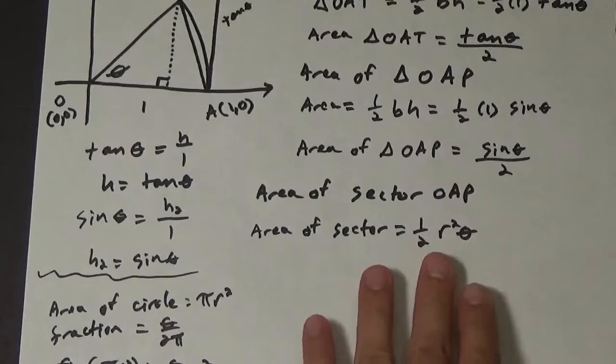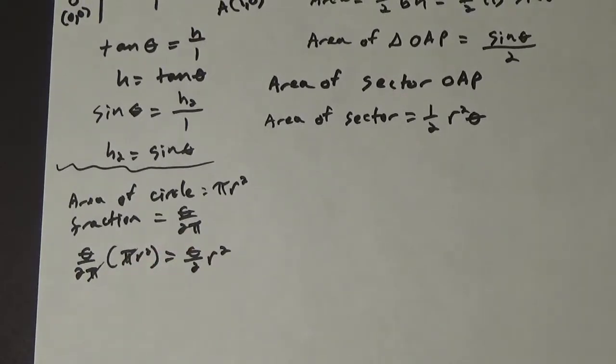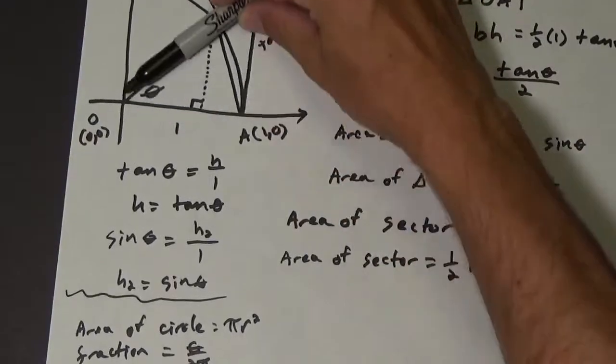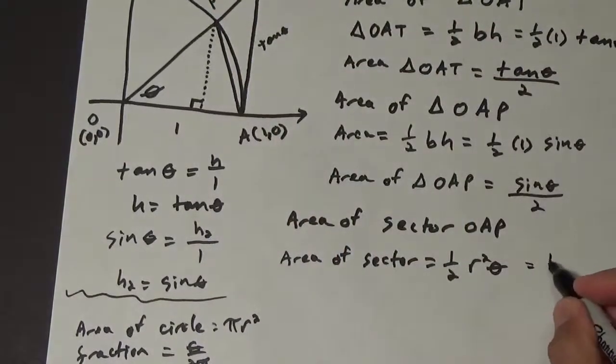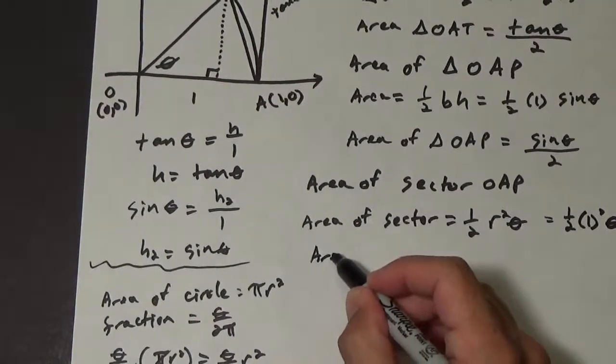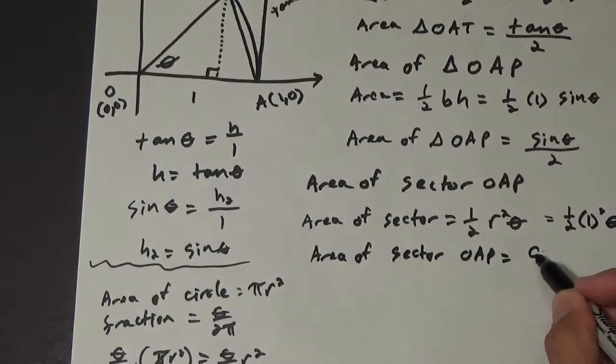Sometimes that's a hard one to remember, so if it ever comes up, it's a good way to think of it. You have the area of a circle and you need a fraction of that, so you multiply by theta over 2 pi. That's how we also developed the one for the arc length. It was kind of the same logic. Anyways, so here is our area of a sector. And, well, in this case we have theta. The radius is just 1, so this is going to be 1/2 times 1 squared theta. So the area of sector OAP is just theta over 2.